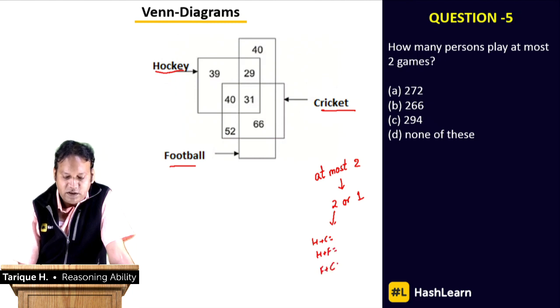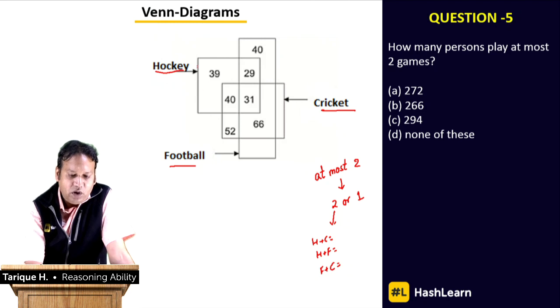Let's find out these three numbers here. Okay. So hockey is this square. This square is hockey, and this is the cricket square. And you can see this number 40 is overlapping between hockey and cricket. So that's 40.